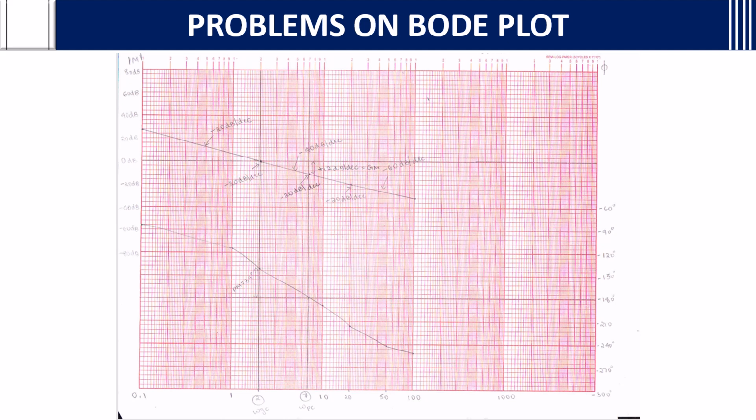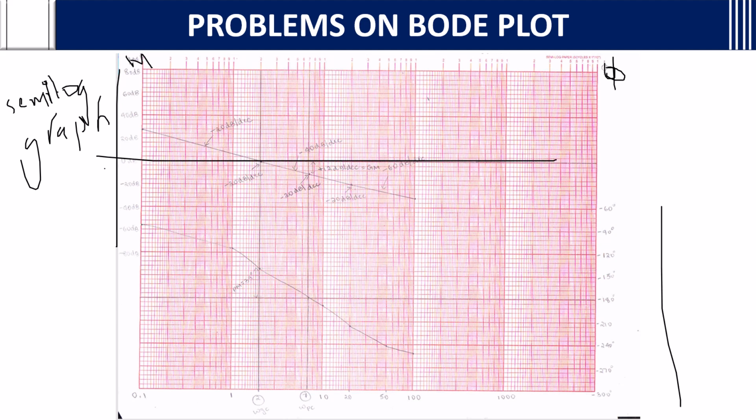First we will understand this semi-log graph. This graph is called a semi-log graph, used for Bode plots, for plotting the Bode plot. See, this is for magnitude and this is for phase angle representation. Okay. This is the y-axis and this is the x-axis. Keep this in mind. And after this, what should we do?